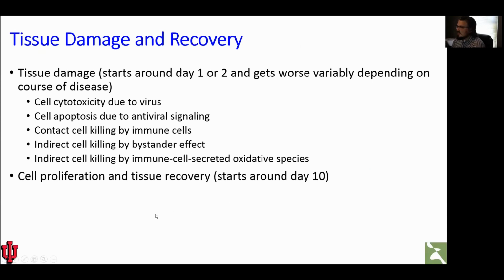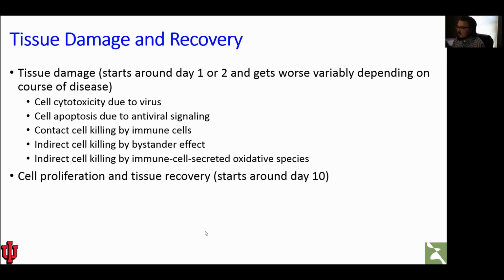Now, damage of tissue by cell death begins typically after the first couple of days, and depending on the severity of infection, will get much worse throughout the progression of events of infection. And cell death occurs due to a lot of mechanisms. So the virus itself can induce apoptosis due to its own replication. There is the induction of cell apoptosis due to antiviral signaling, like the type 1 interferon signaling from infected cells.